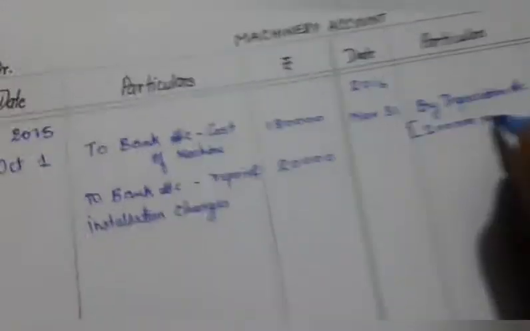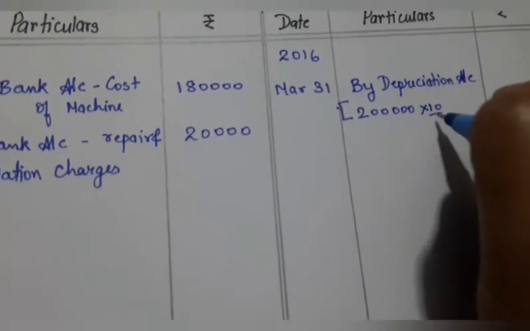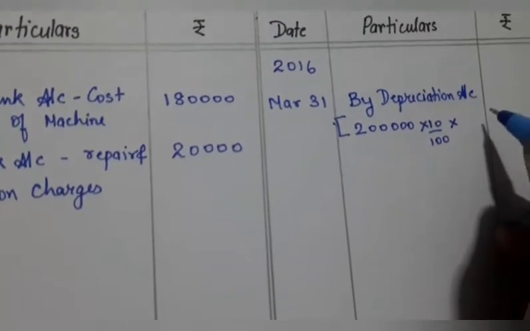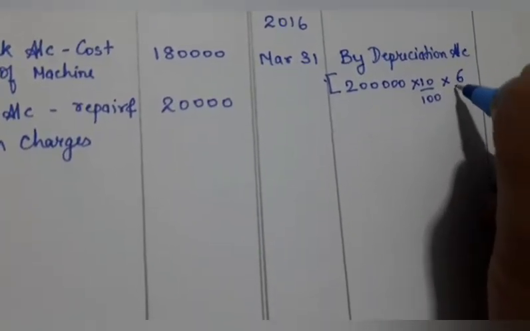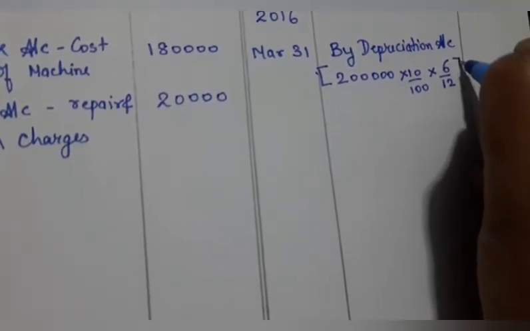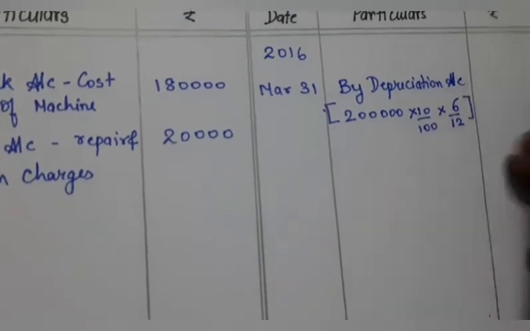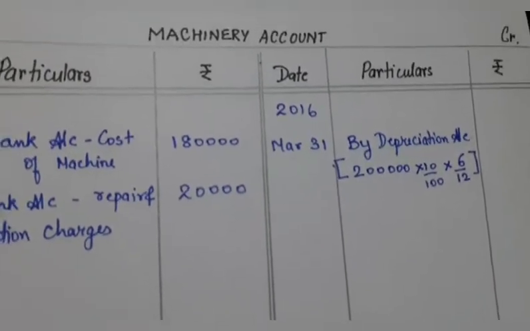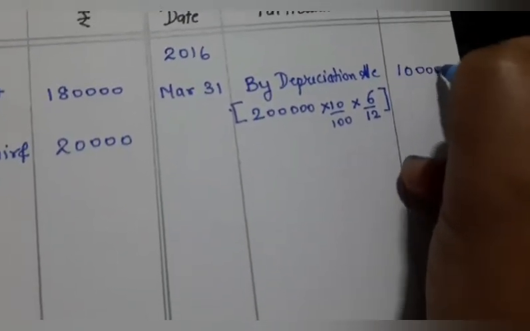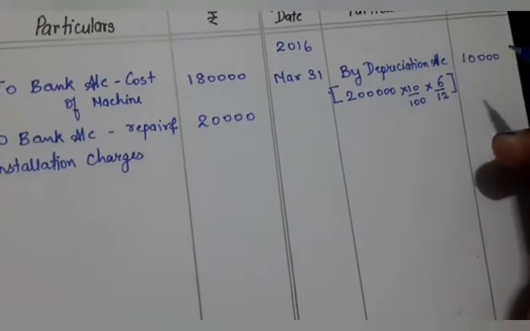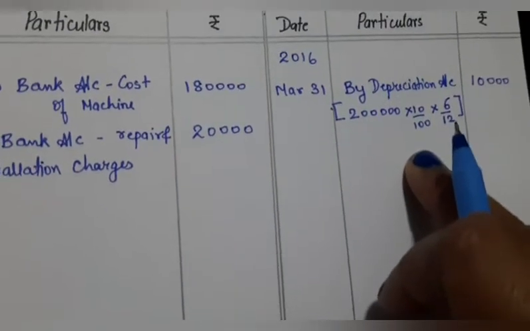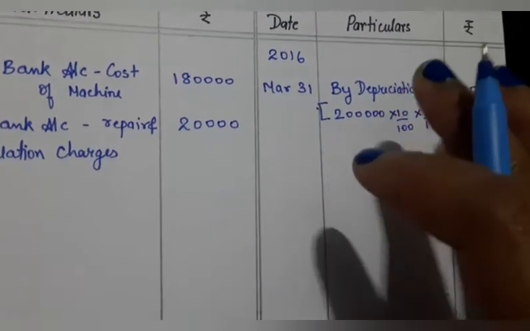So we will write here 10 divided by 100, the rate of depreciation, into 6 months, because we are charging depreciation only from the date we purchased this machinery till the end of the financial year. So when we calculate, we get an amount of 10,000 as the depreciation on this particular machinery. Okay, now we purchased the machinery and charged depreciation on it. Now let us close this account.